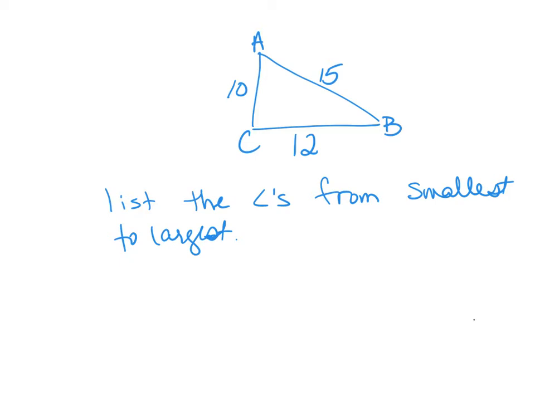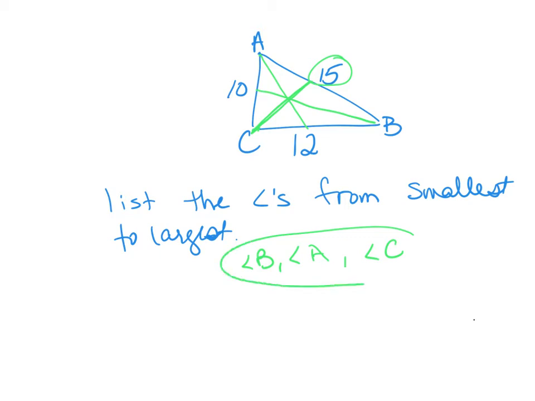What you're going to do is look for the smallest side, and the angle opposite that would be the smallest angle. So angle B would be the smallest. Then the next smallest is this 12, so angle A would be the next smallest, and angle C would be the biggest. So from smallest to biggest, that's what you would do. When you name angles, you name them just with one letter.